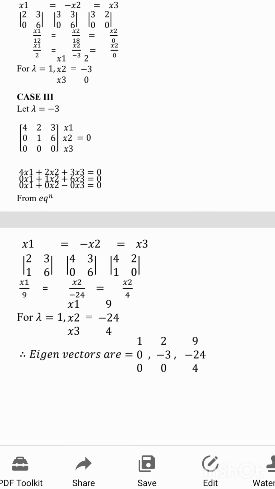Then x1/9 = x2/-24 = x3/4. So for λ = -3, (x1, x2, x3) = (9, -24, 4). Therefore, the eigenvectors are (1, 0, 0), (2, -3, 0), and (9, -24, 4).